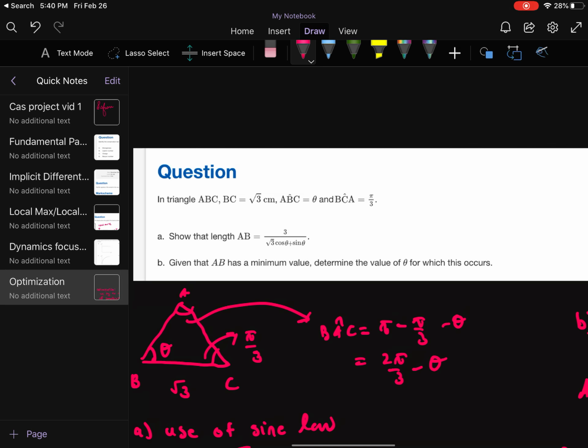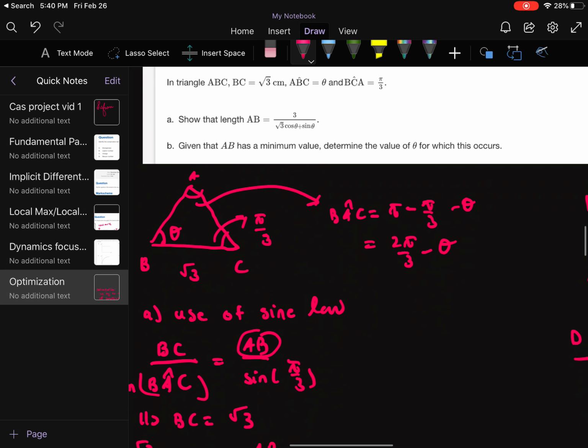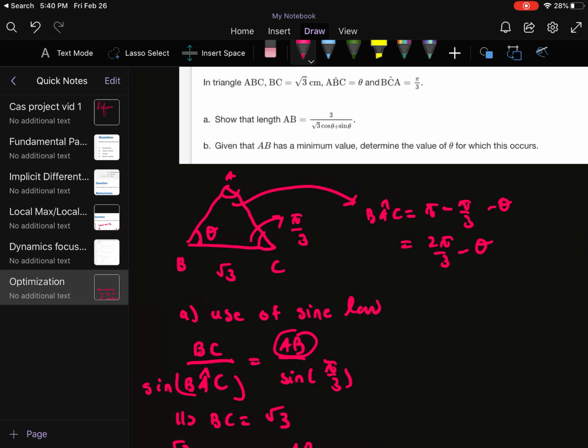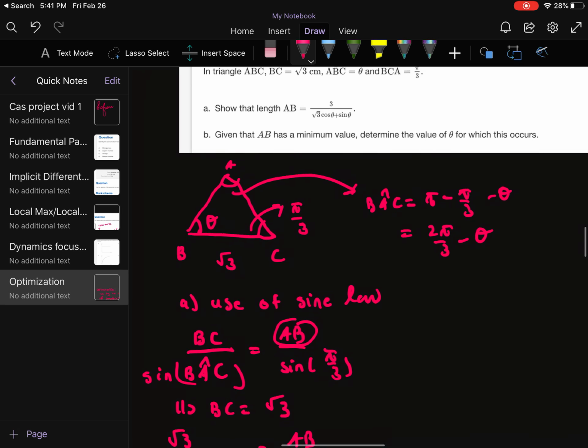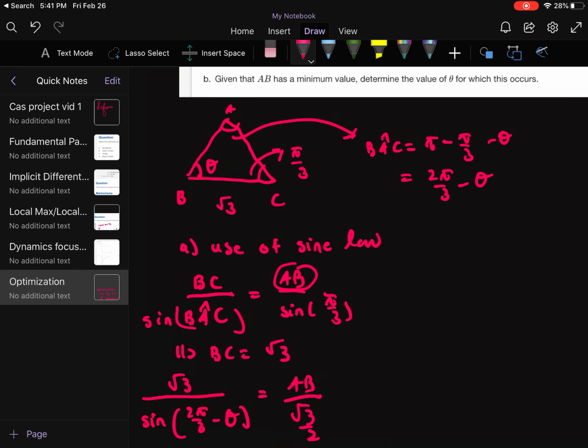We've done that here because the sum of all the angles in a triangle is pi, or 180 degrees. So angle BAC is equivalent to pi minus pi over 3 minus theta, so 2 pi over 3 minus theta. Now we're going to leverage sine law, in which we take the length over the sine of the angle opposite to it. So sine BAC over BC is equivalent to sine pi over 3 over AB, and we want to find AB. BC is root 3, and BAC is 2 pi over 3 minus theta, so I've substituted that in.